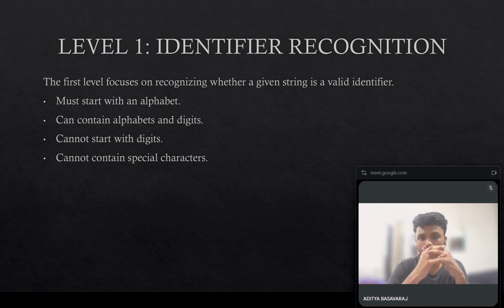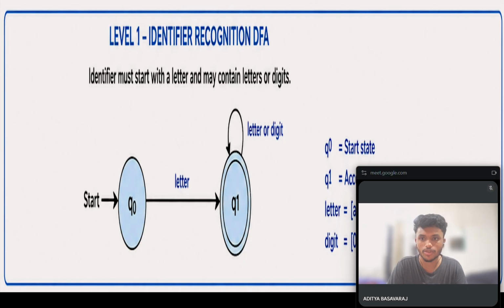So moving to Level 1, identifier recognition. In this level, we mainly focus on whether a given string is a valid identifier or not. The rules are: it must start with an alphabet, it contains alphabets and digits, it cannot start with a digit, and it cannot contain special characters like at, dollar or any other symbols. So this is a DFA which contains two states, Q0 as the starting state and Q1 as the final state. The inputs here are letters or digits.